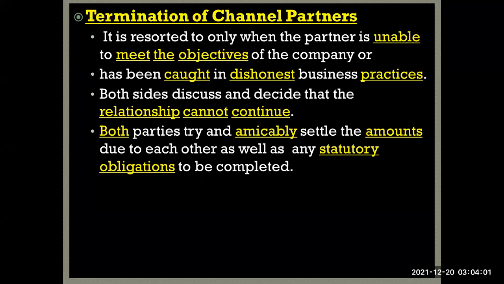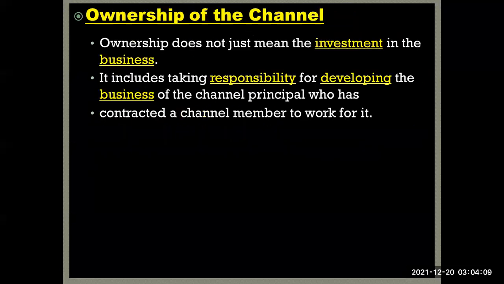Both sides discuss and decide that the relationship cannot continue. Both parties try and amicably settle the amounts due to each other as well as the statutory obligations to be completed. So in case both the parties agree, then we have to just settle the amount which has to be paid to each and every party if any amount is pending, and then you have to close that particular dealership.